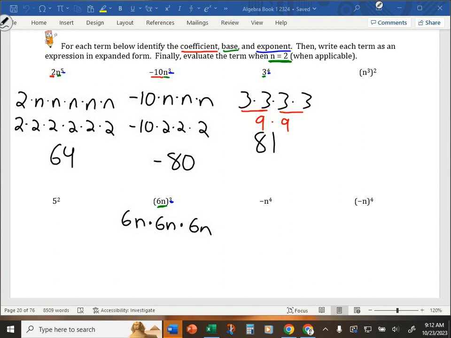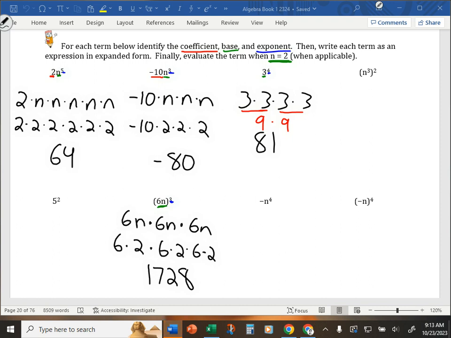So when you plug in 2 for n, you get 6 times 2 times 6 times 2 times 6 times 2. You could multiply each of those 6 times 2 to get 12 times 12 times 12. You could, what do you end up getting though? 1,728. So parentheses do make a difference. You need to pay attention to them.